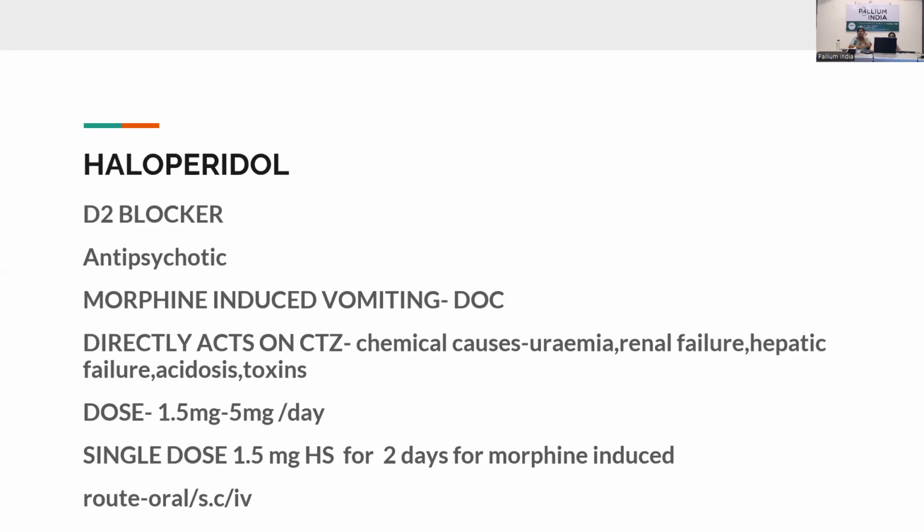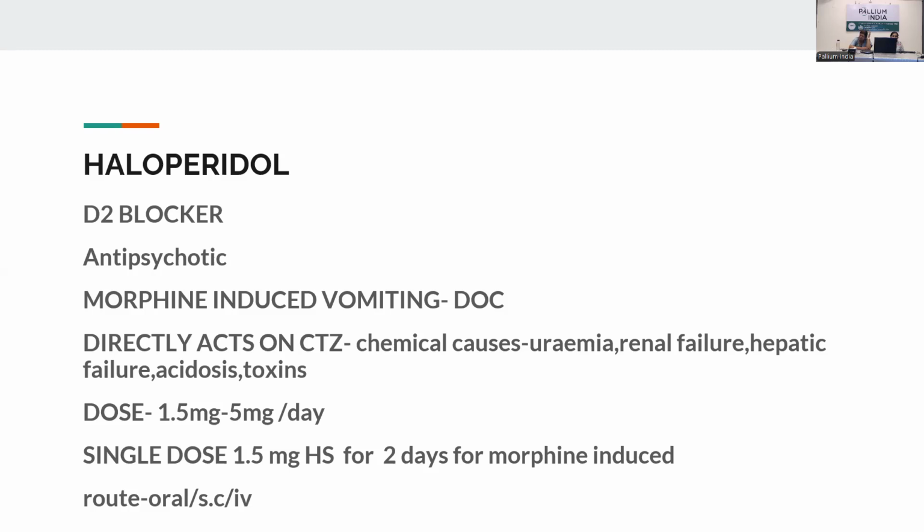So some people can come and ask you, see, your patient is having vomiting, and you are writing haloperidol for the patient. Is it right? Then you should be able to tell, see, madam, it is a D2 blocker. It acts directly on the chemoreceptor trigger zone, and thereby you can control vomiting. Most people won't know about this property. This is very commonly used in palliative care. For morphine-induced vomiting, haloperidol is the drug of choice.